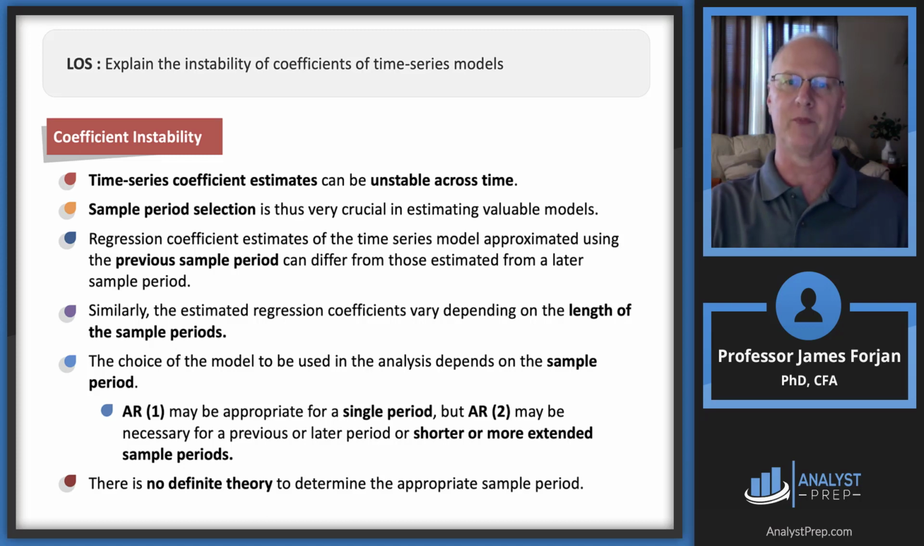But if you have this big problem with instability of coefficients, then you've got to figure out what is the appropriate sample period. So look at that. What is that? 1, 2, 3, 4. The fifth teardrop point. The choice of the model to be used in the analysis depends on the sample period. And that's why lots of financial analysts like to use, at least from this perspective, an AR2 model. But notice the bottom down there. There is no definite theory to determine the appropriate sample period. And that's probably why my dissertation chairman said, Jim, 3 years is probably okay.